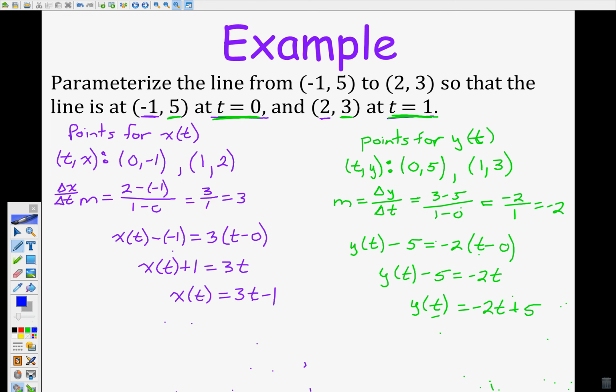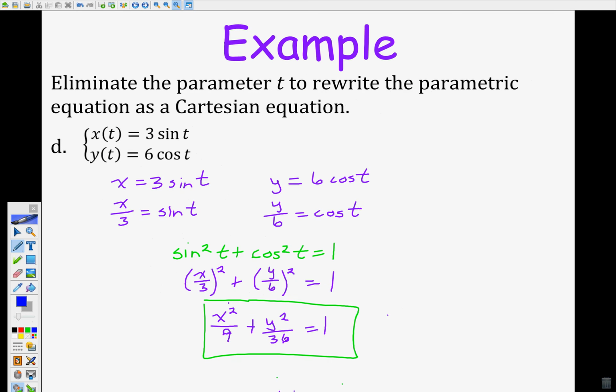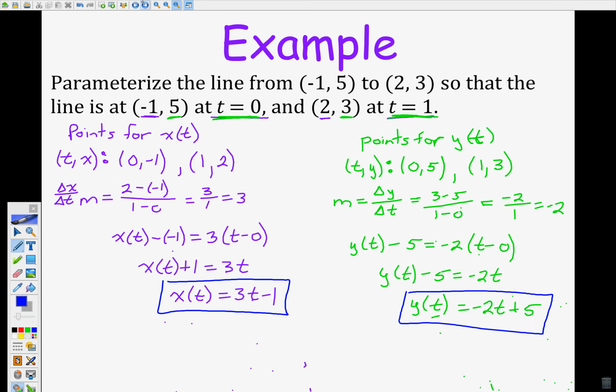And I am done. Those are my two answers. Here is my x of t value, and here's my y of t value. So that is the parametrization of the line. Yay, we are finally done.